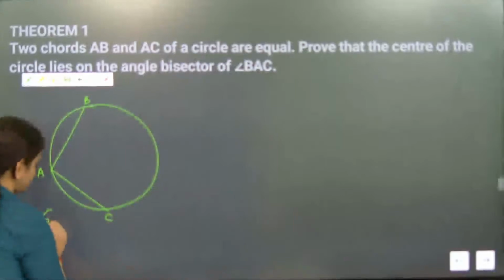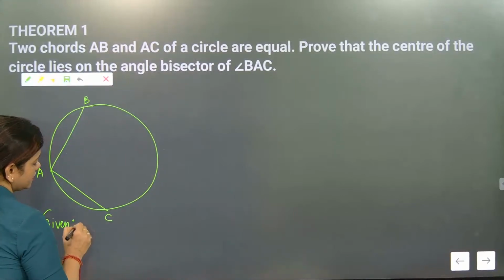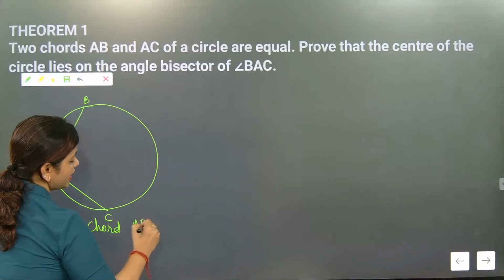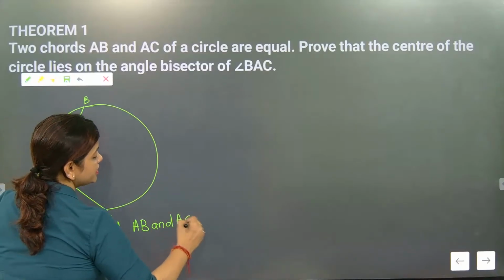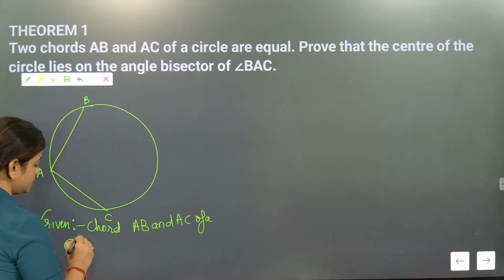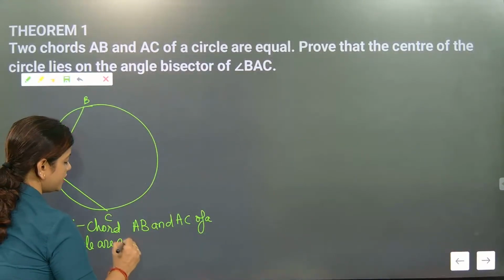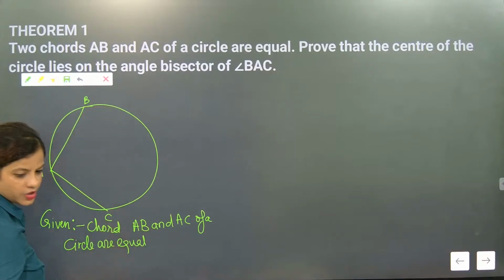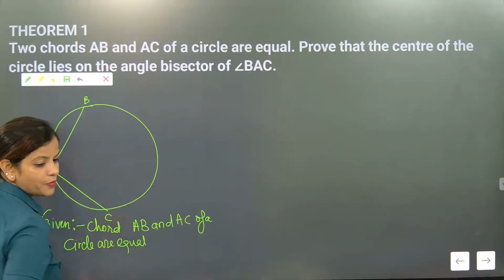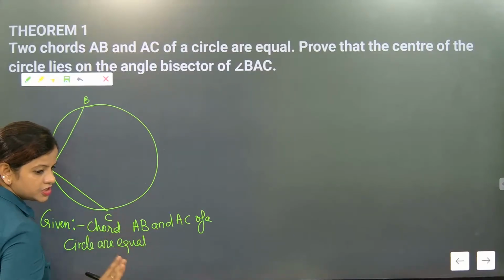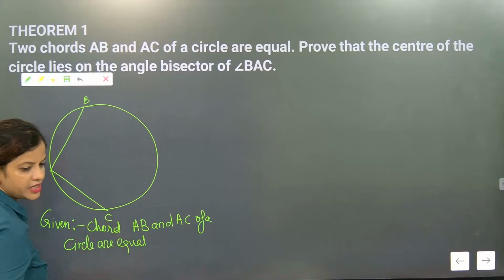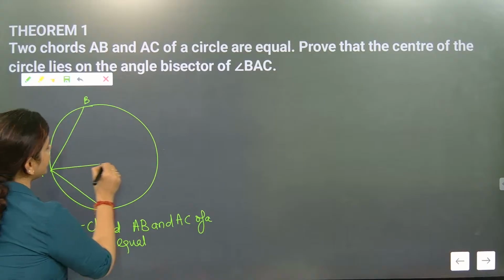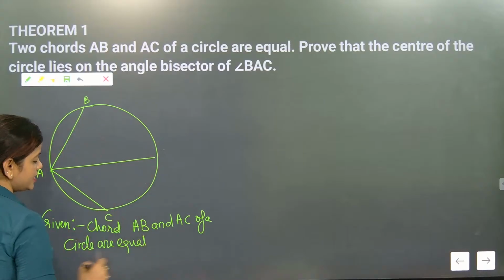First, what we are going to write is: given, chords AB and AC of a circle are equal. Now what they are telling is that this chord and this chord are of equal length. If this is 5 centimeter, this will also be 5 centimeter. Understood? So this is what they are telling. These two chords are of equal length. Now what we need to prove is about the angle bisector of BAC.